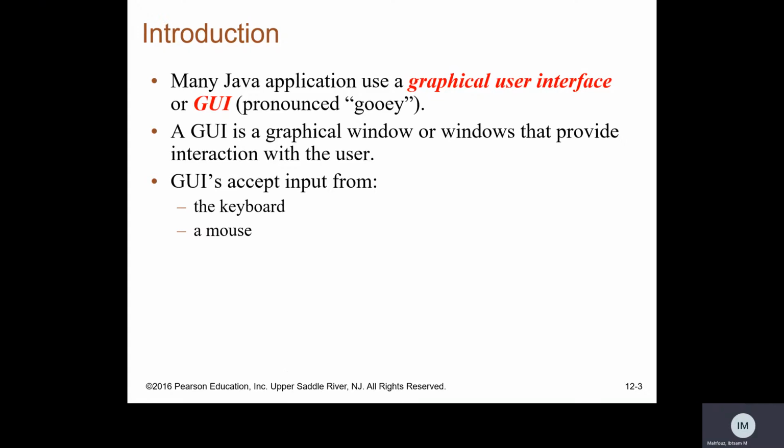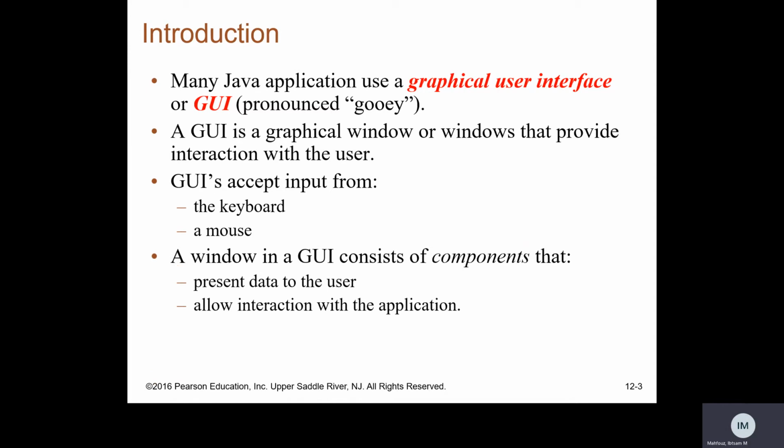Now, this GUI might be able to accept user input from a mouse, like a user clicking on some buttons, or from the keyboard. It might have a text box for you to type in information, like when you go on a website and it asks you to enter your username and password, you're using the keyboard.